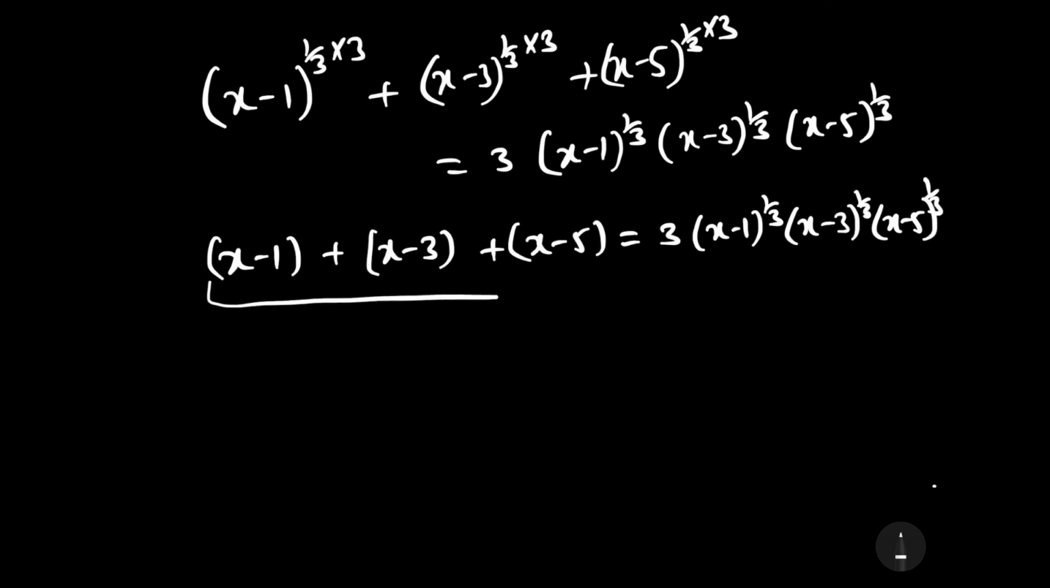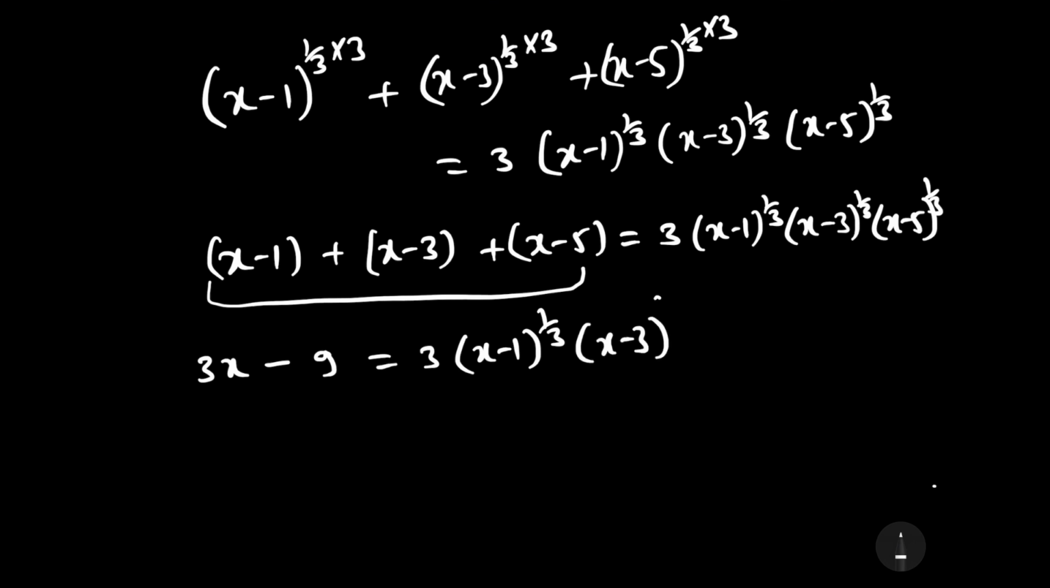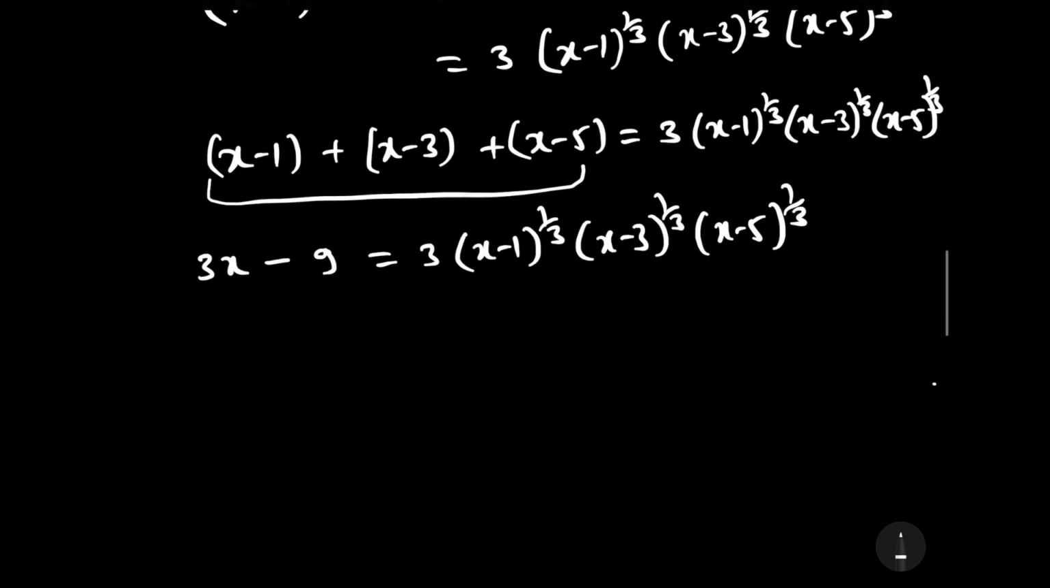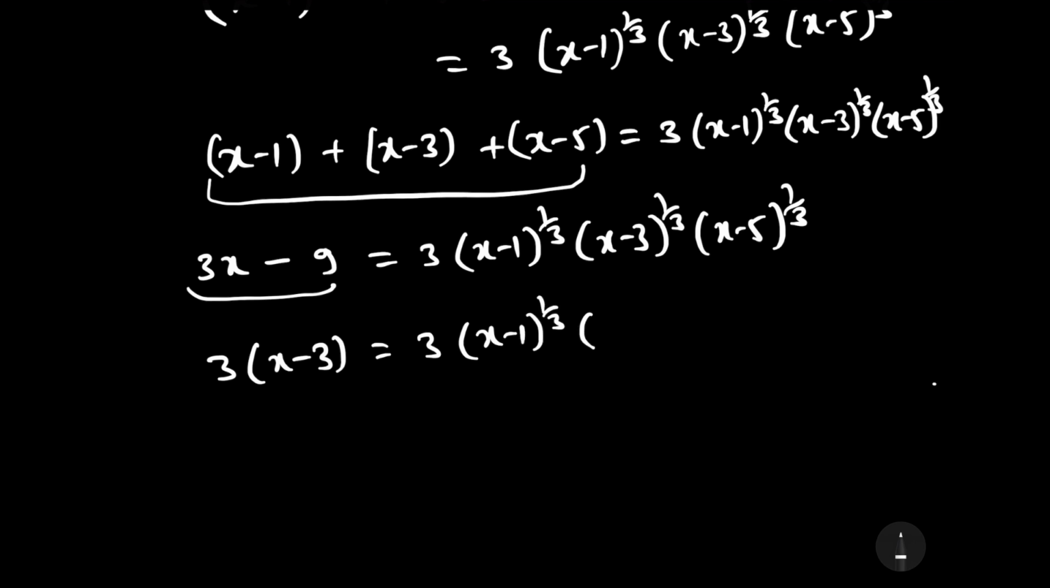Now, if we solve this, then 3x minus 9 is equal to 3 into (x minus 1) to the power 1/3, (x minus 3) to the power 1/3 and (x minus 5) to the power 1/3. If we take 3 common from the left side, then this equals 3 into (x minus 3), which is equal to 3 times (x minus 1)^(1/3), (x minus 3)^(1/3) and (x minus 5)^(1/3). We will cancel this 3 with this 3.